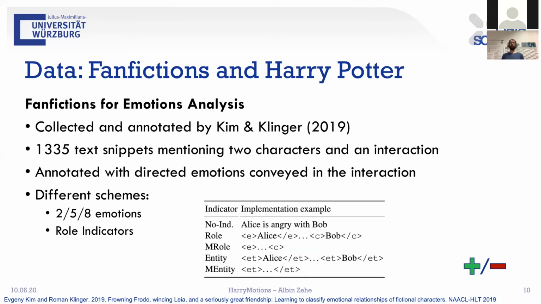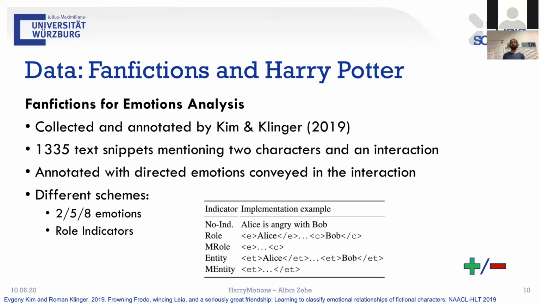The first corpus that we use is derived from Fanfictions and contains emotion annotations. This corpus was collected and annotated by Kim and Klinger in the same paper that I've already mentioned for the group, and contains about 1,000 text snippets that mention two characters and an interaction between these two. The annotations in the corpus provide us with directed emotions in these interactions, so we know which basic emotion is involved in this interaction, and we also know which is the causing character and which is the experiencing character for the emotion. This is the directed part.